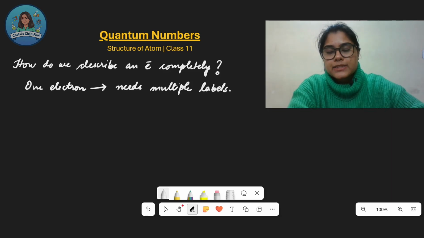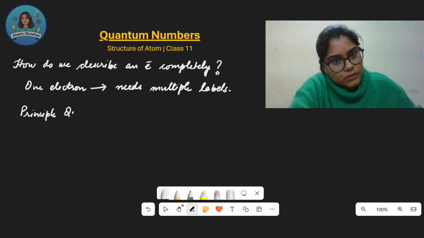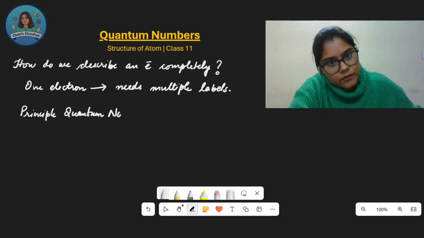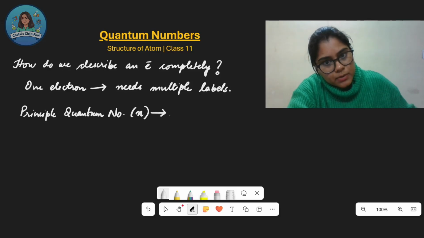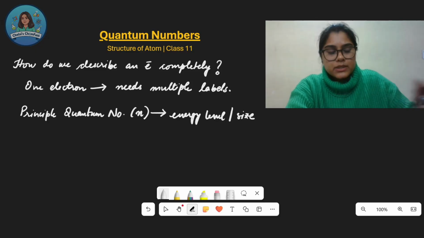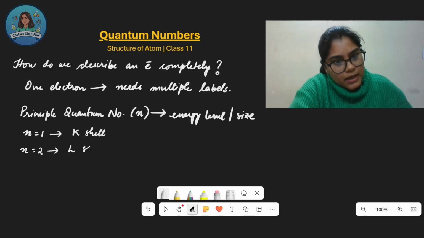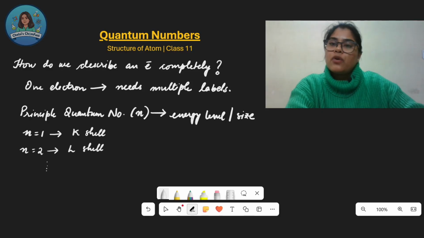So the first thing that we want to know is the energy of the electron or how far it is from the nucleus. This information is given by the principal quantum number, which is represented by n. So it tells us about the energy and the size, that is basically how far it is from the nucleus. Each value of n corresponds to a shell. For example, when n is equal to 1, it corresponds to the K shell. When n is equal to 2, it corresponds to the L shell, and so on. So different values of n mean different energies. When an electron jumps between these energies or these shells, we observe spectral lines.